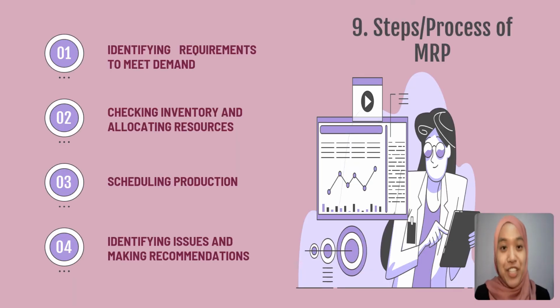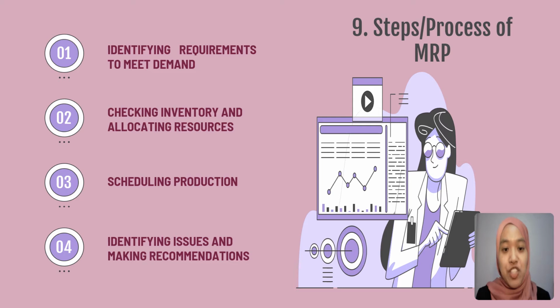Thank you, Nabila, for the good explanation. Now, I will proceed to the steps and process of MRP. MRP is broken down into four major steps. The first step is identifying requirements to meet demand. The first step of the MRP process is identifying customer demand and the requirements needed to meet the demand, which starts with putting in customer orders and sales forecast.